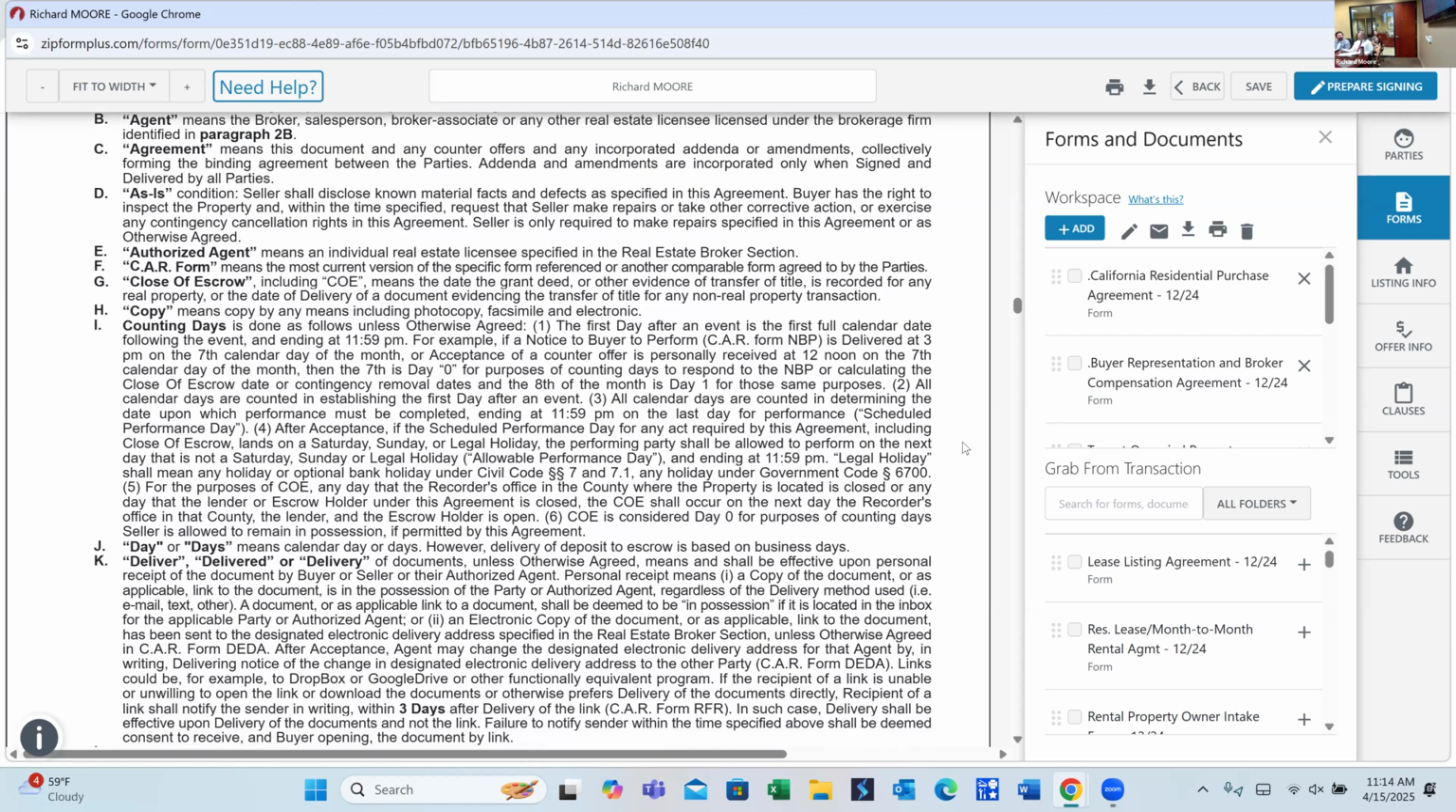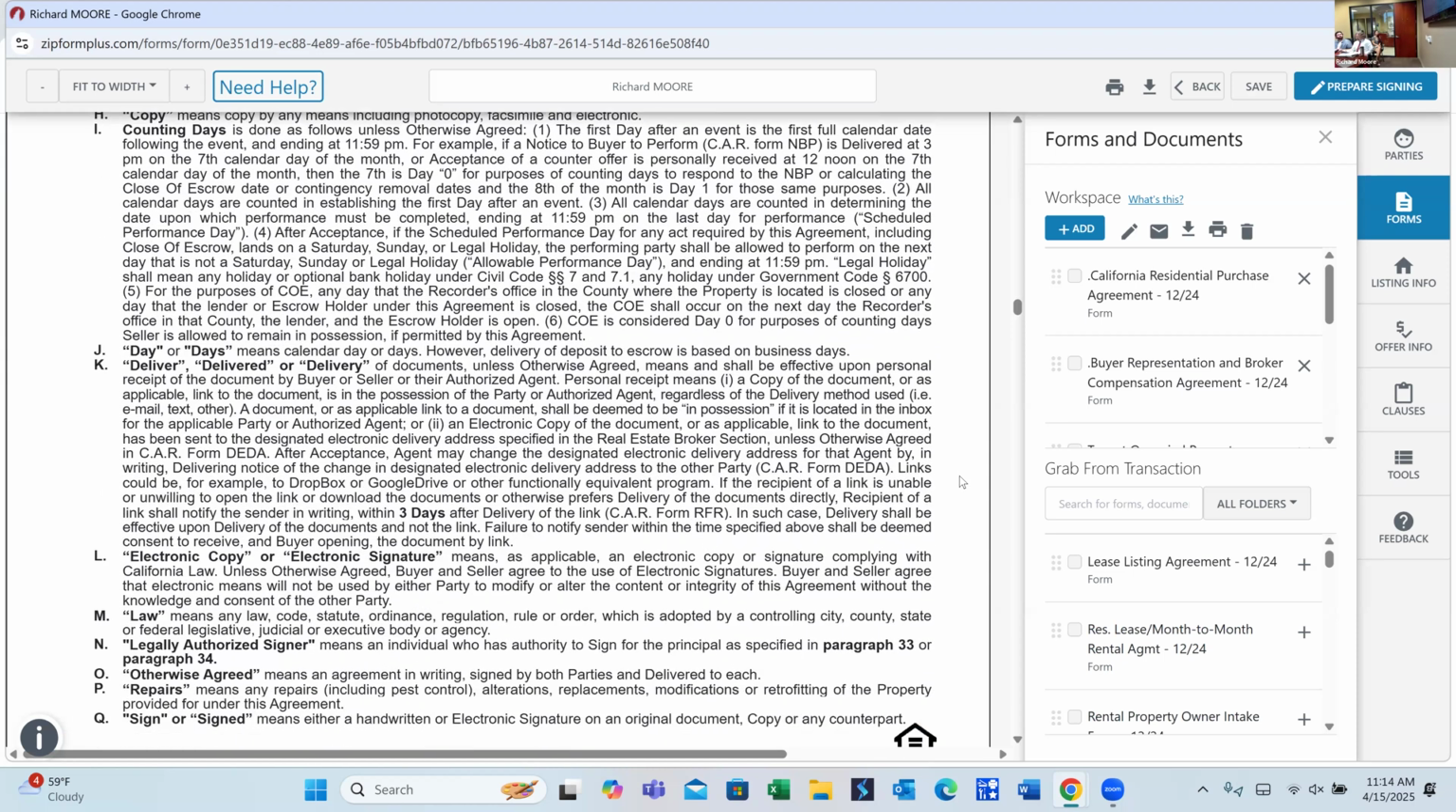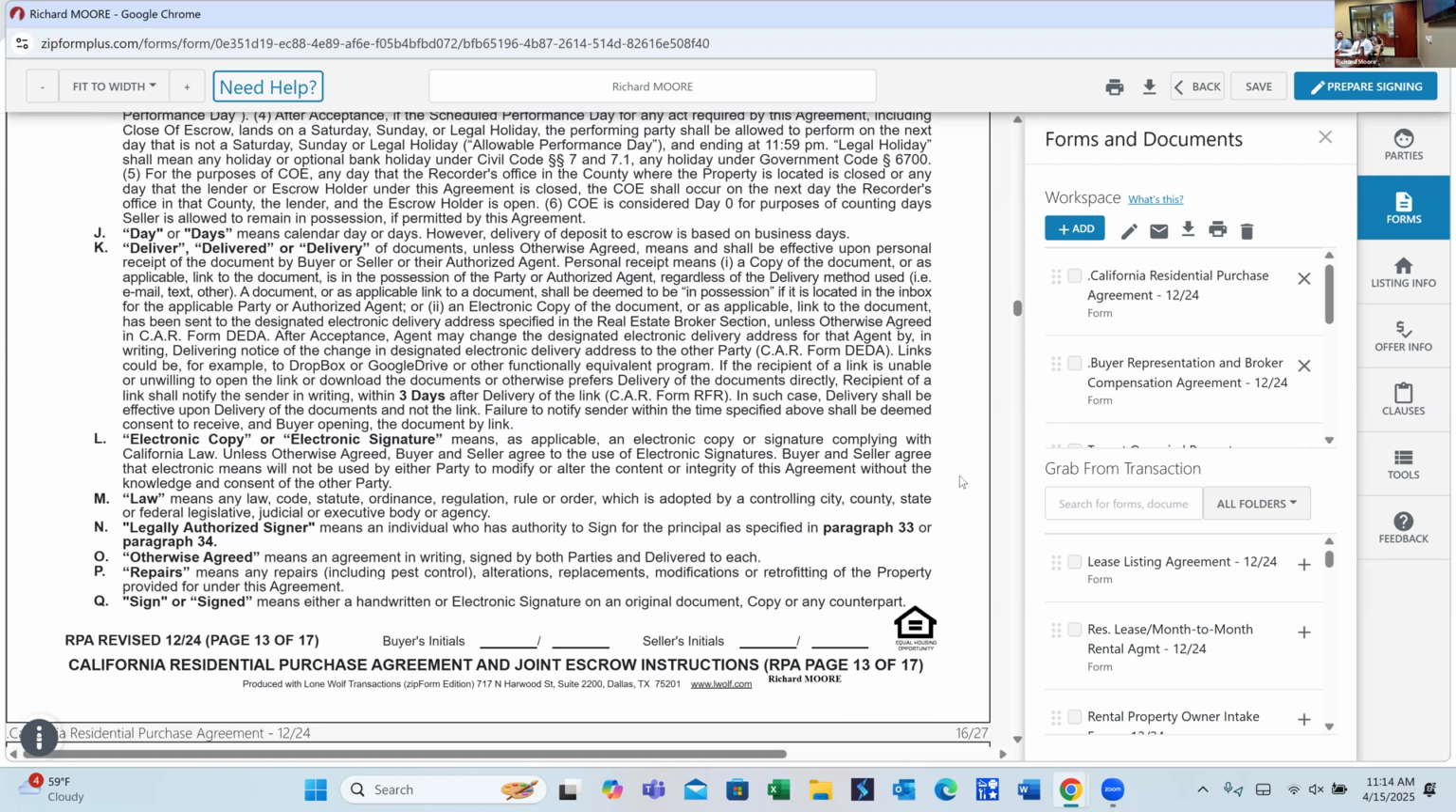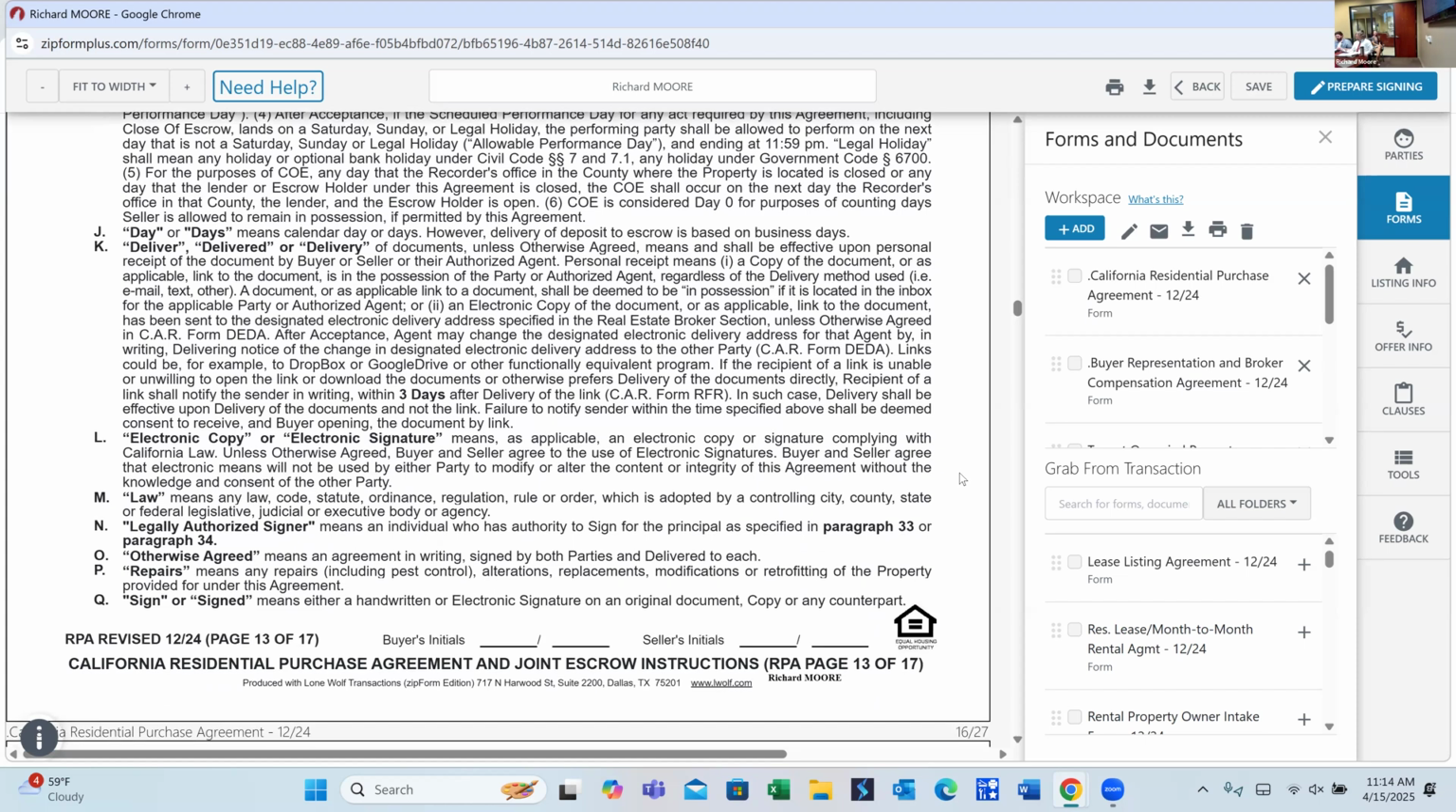So counting days, once again. If we accept today, tomorrow's day 1. Same thing when counting the days for the contingency period. So accept it today, and tomorrow is day 1 when counting down the days to remove contingencies.